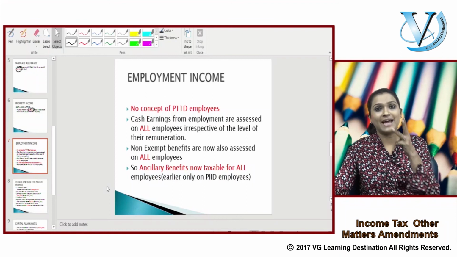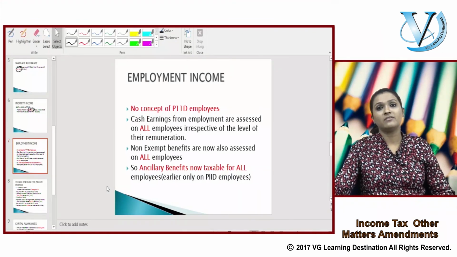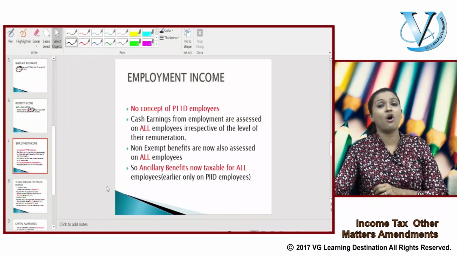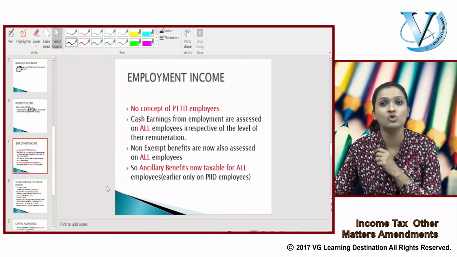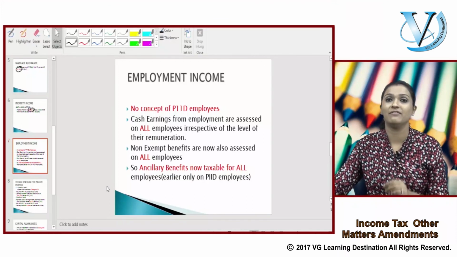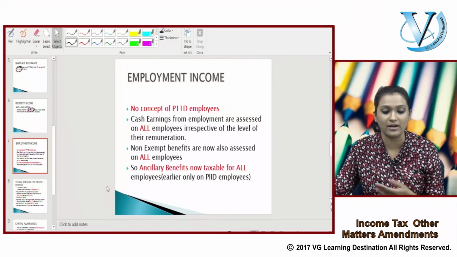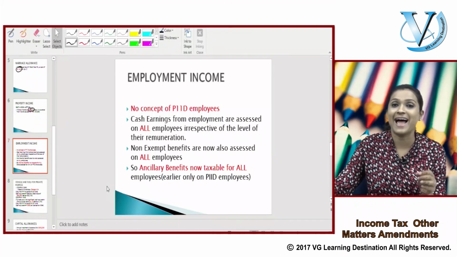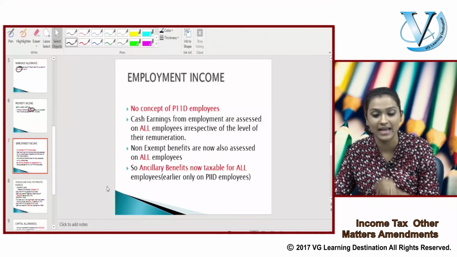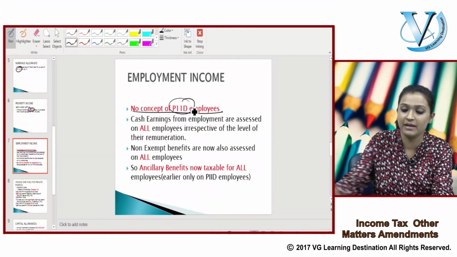What else? Now remember your employment income. We did three types of benefits. Out of that, ancillary benefits were only taxable for P11D employees. However, with 16-17, there is no concept of P11D employees anymore. So basically, what it results in is that all the employees are now going to pay taxes on all sorts of cash as well as non-cash benefits that they receive. So no concept of P11D employees.